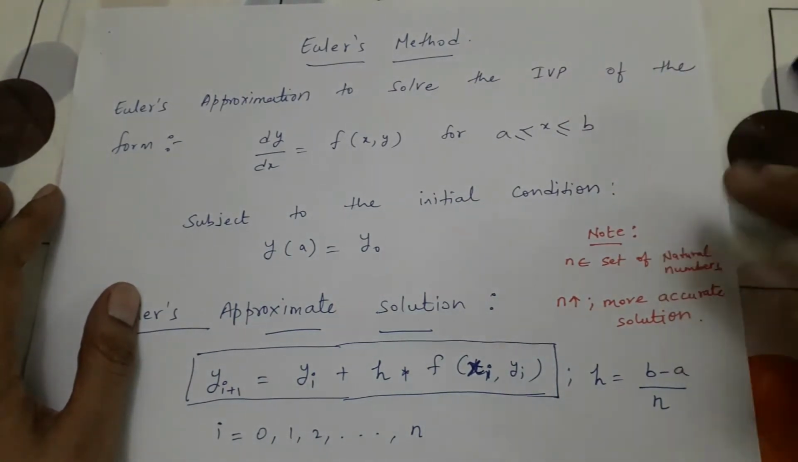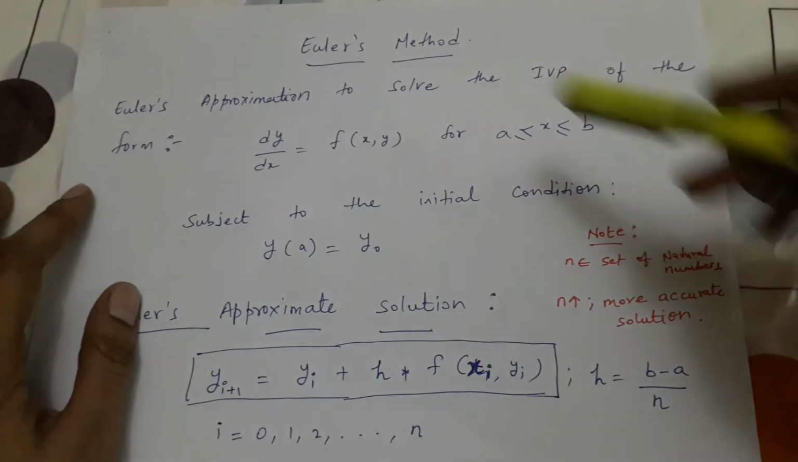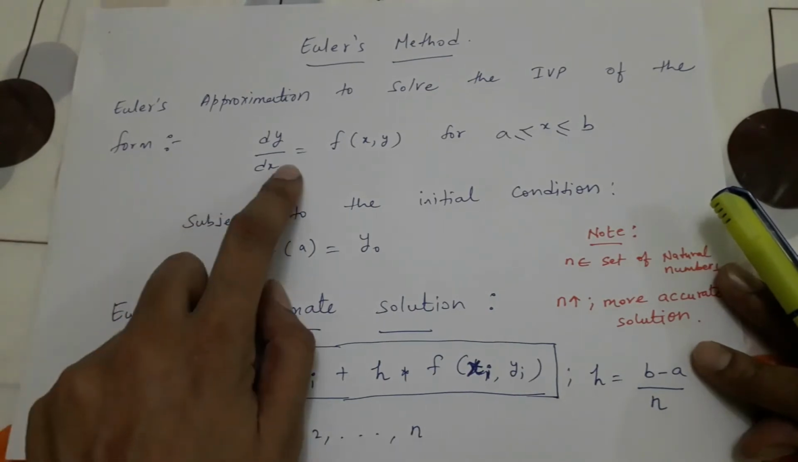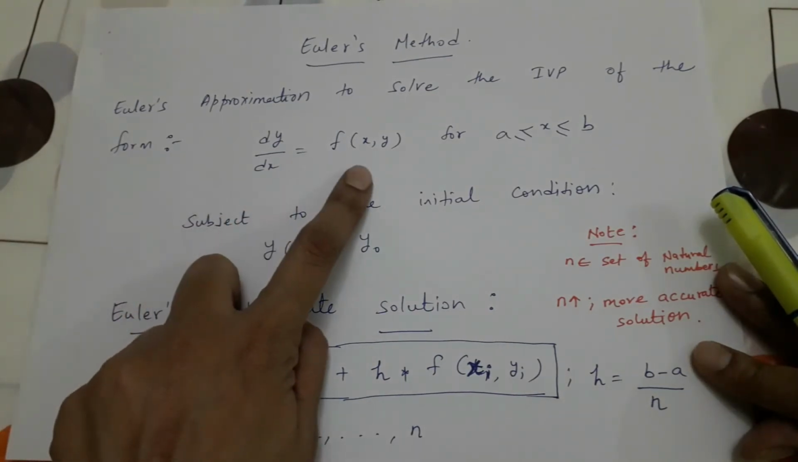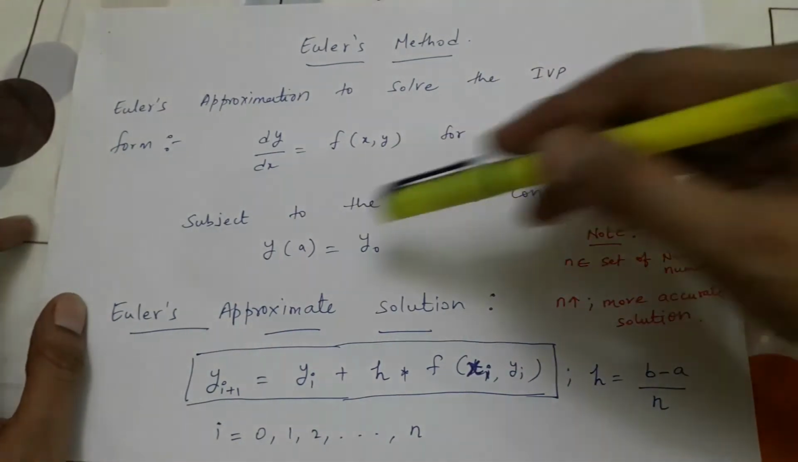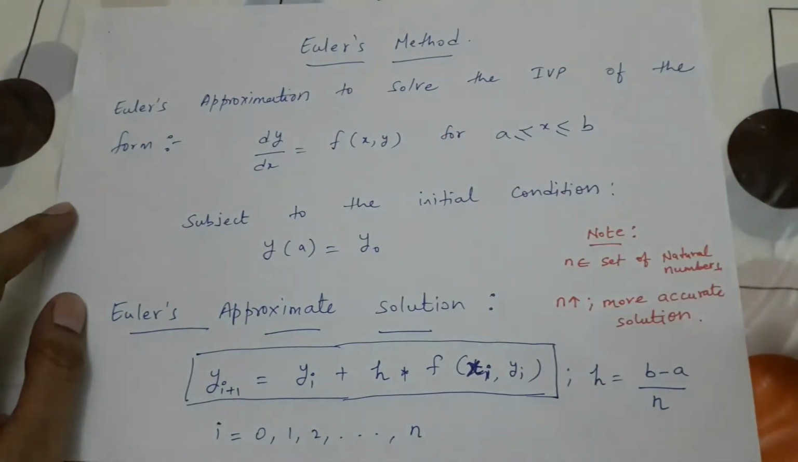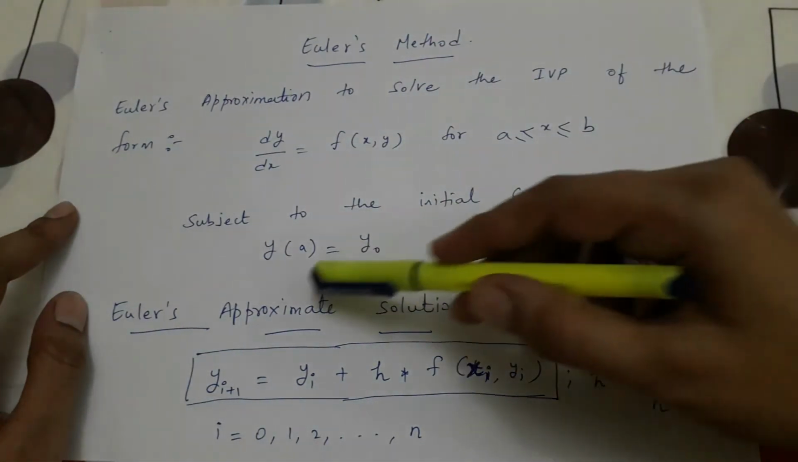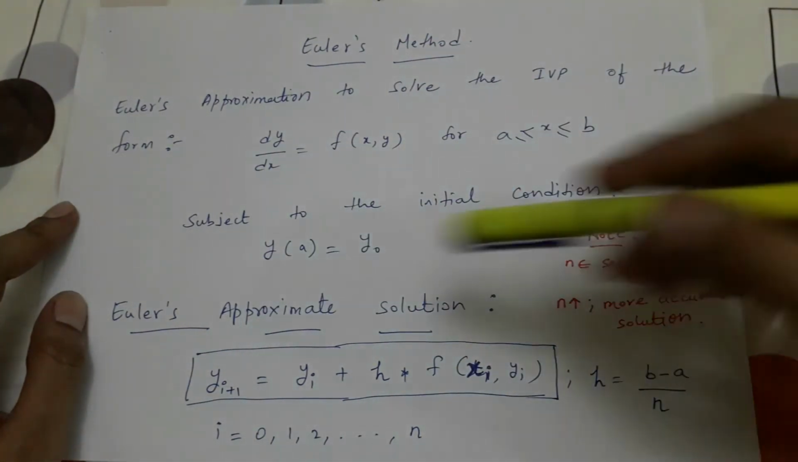Okay, so let's see Euler's approximation to solve the initial value problem of the form dy over dx is equal to f of x comma y for x lying between a and b, subject to the initial condition y of a is equal to y naught. So this is the equation, and this is the initial condition.